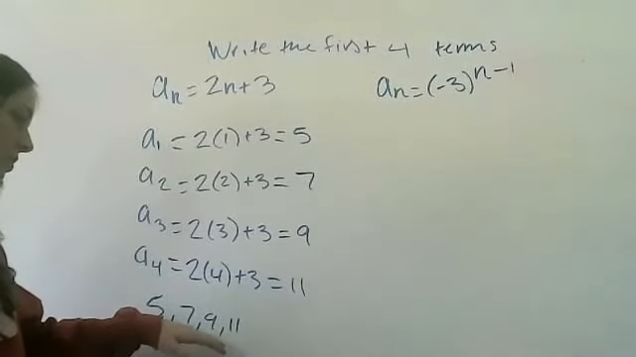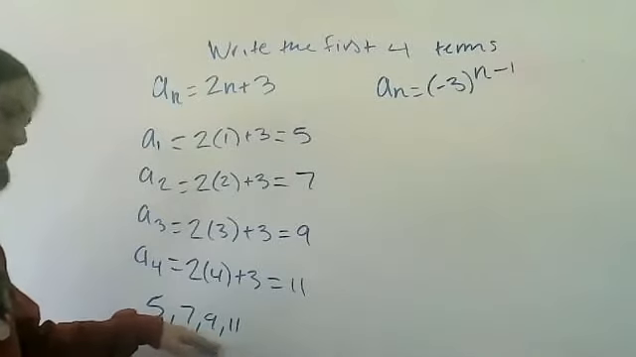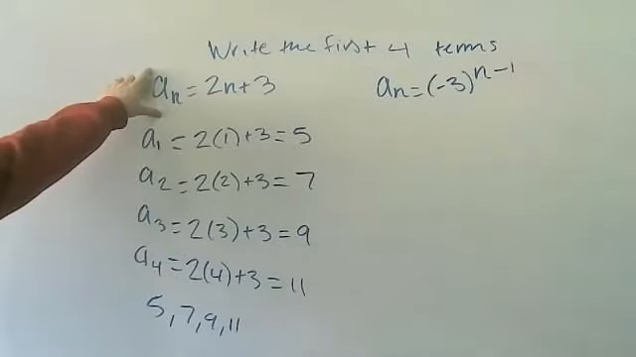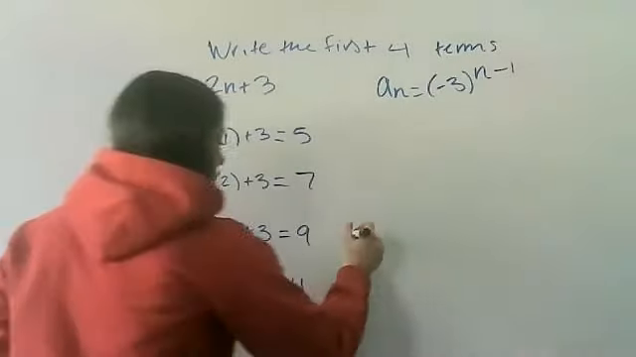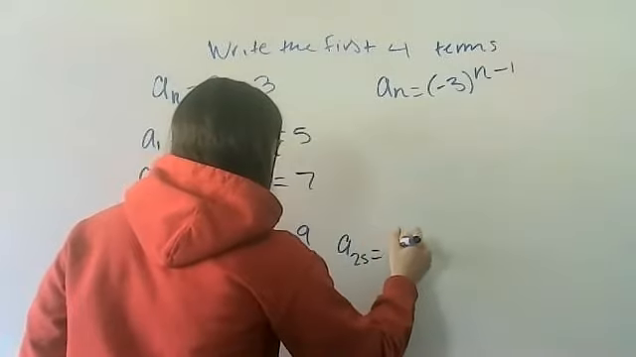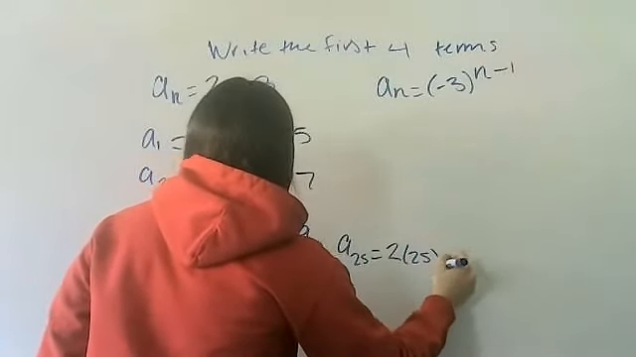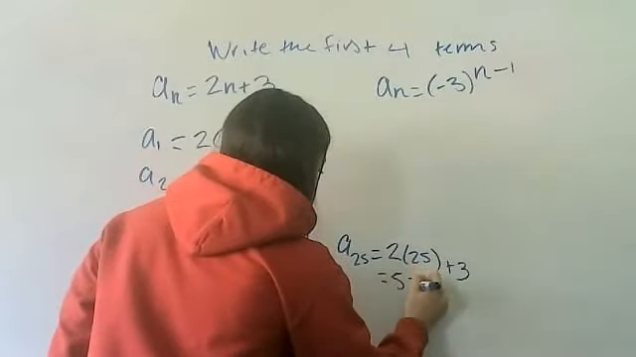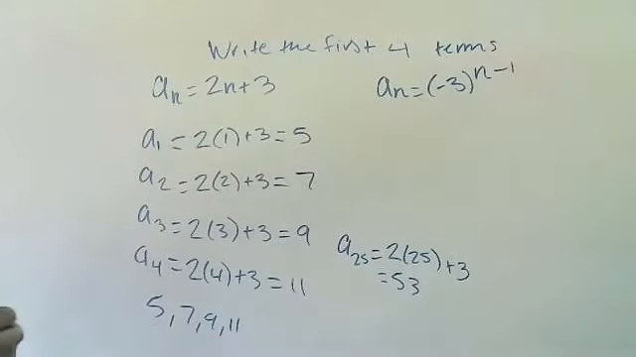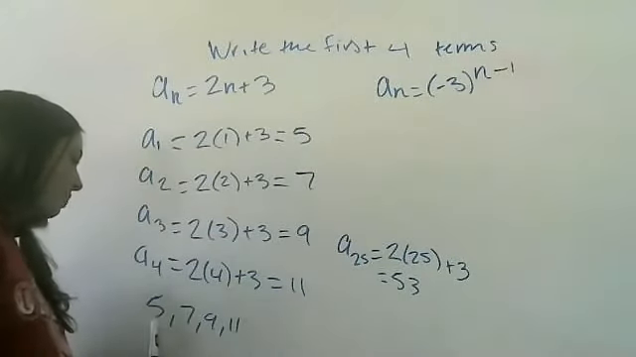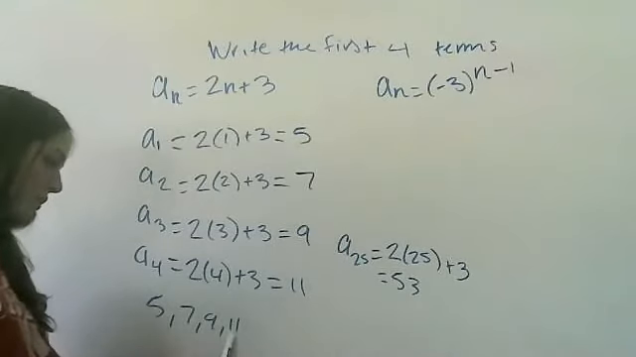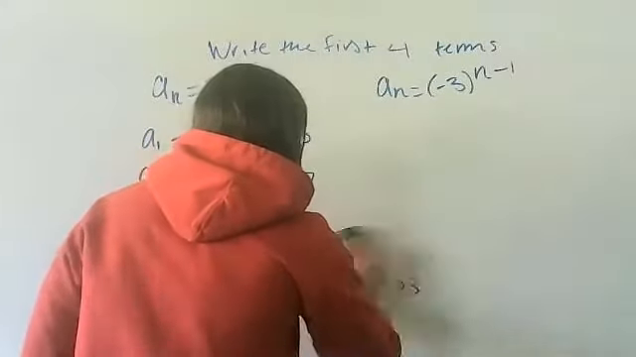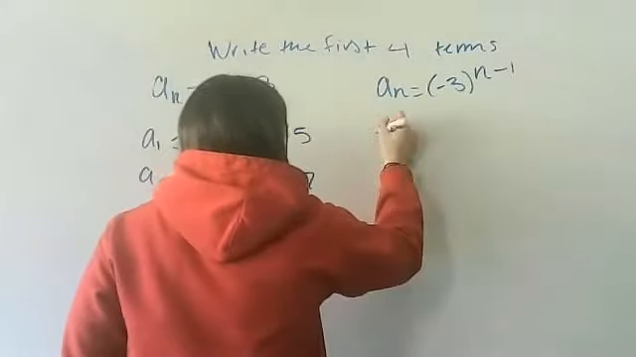But if I ask you to find the 25th term doing this, you have to write out all 25 terms. With this rule, you could just say, if I want to know the 25th term, that would be a sub 25, which would be 2 times 25 plus 3. So I know my 25th term would be 53. And it's just that easy, versus having to count out, here's my first term, my second term, my third term, my fourth term, and getting all the way up to 25. Okay? So let's go ahead and do that for this other rule as well.